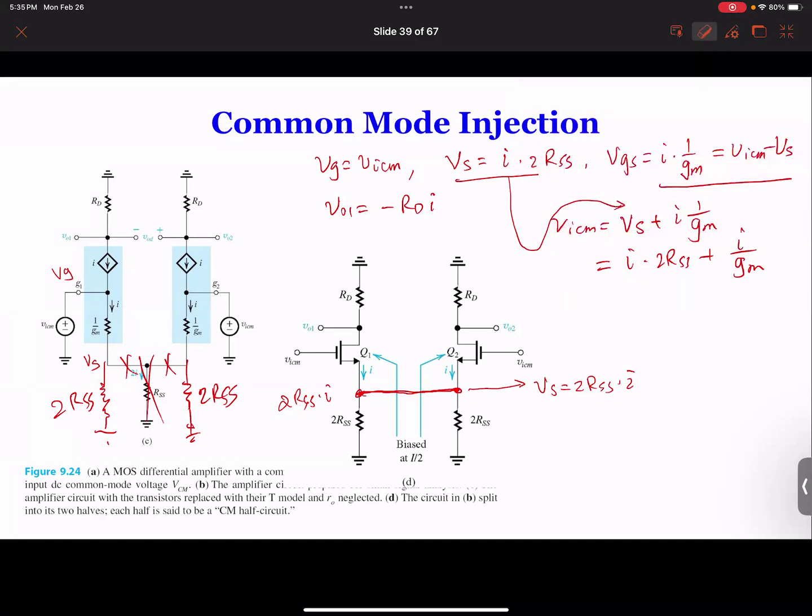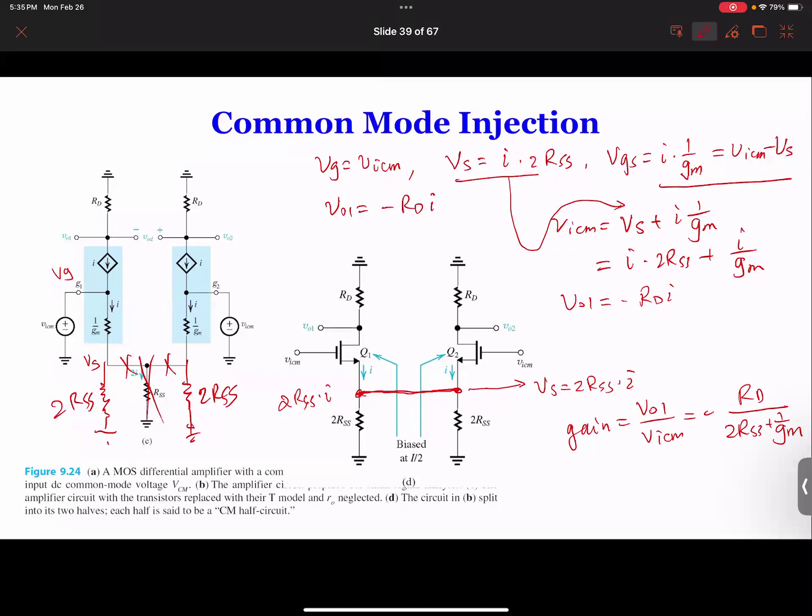Let me erase this one. Oh, that's from the previous writing. I cannot erase it, but it's okay. So we got VICM as a function of I, and we know VO1 is also a function of minus RD times I. So from here we can get our gain. Our gain will be VO1 divided by VICM. So we got VO1 over VICM is minus RD over 2 RSS plus 1 over GM. So that's the gain of VO1.